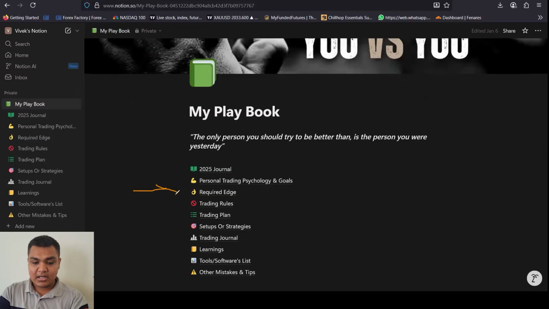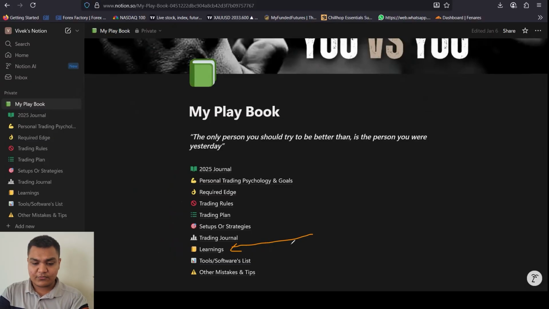Otherwise it was always my required edge, my rules, my plans, my strategies, my setups, and my journal. This journal contains all the backtested and forward tested data of my strategies and setups with proven data. After that I added a learning section where I list all my pending books, like I'm going to read this trading book, and I'm going to watch that video, all that learning part.